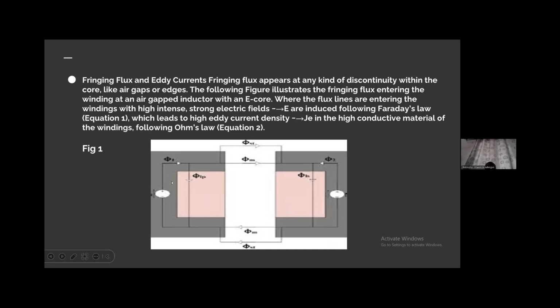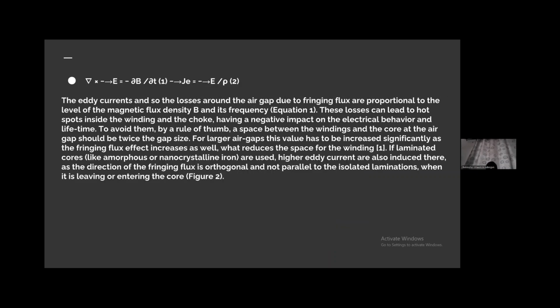Right, the highly conductive material of the windings would have minus J E. So we can see from the illustration below, following Ohm's law, we're going to see equation 2 shortly. So now we have the equation as shown, and the eddy current, and so the losses around the air gap due to fringing flux are proportional to the level of the magnetic flux density B and its frequency. That's the equation for equation 1, but we have equation 2 above.